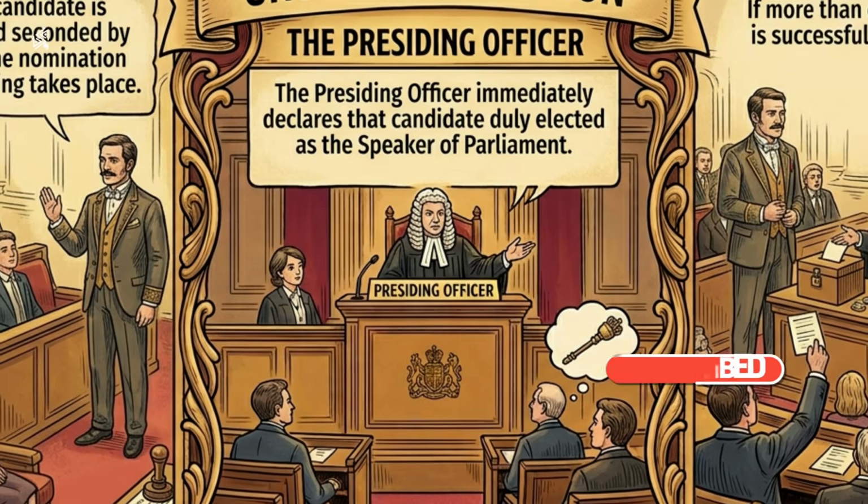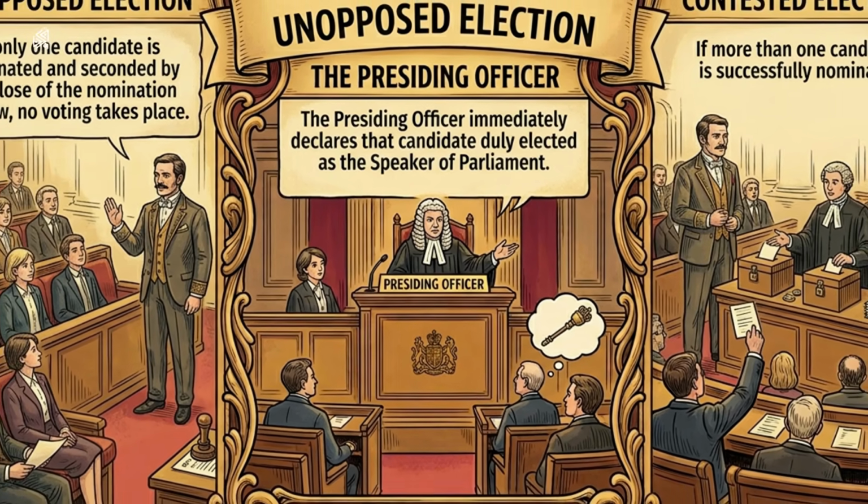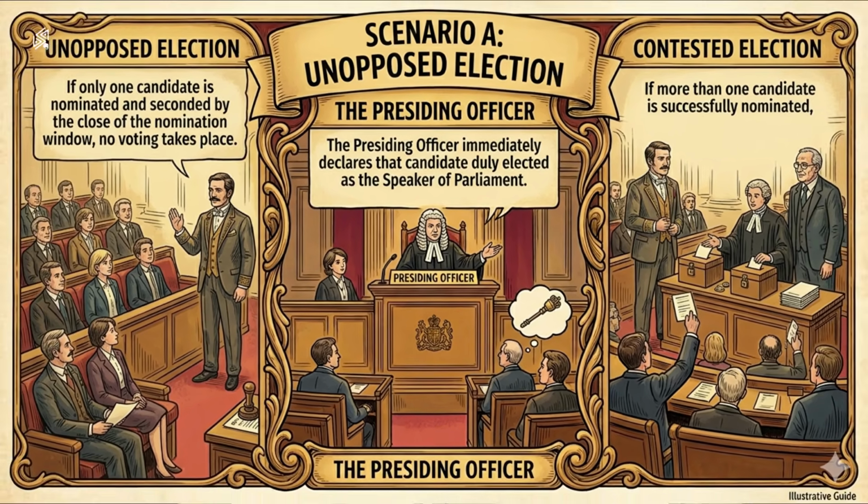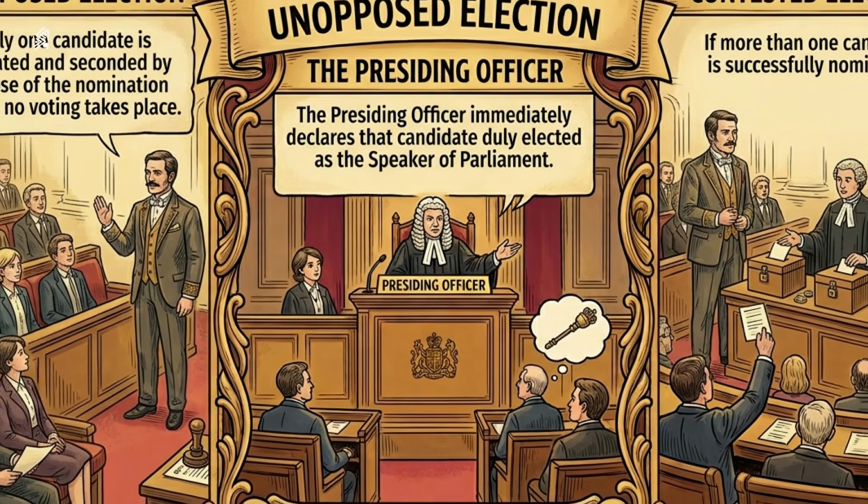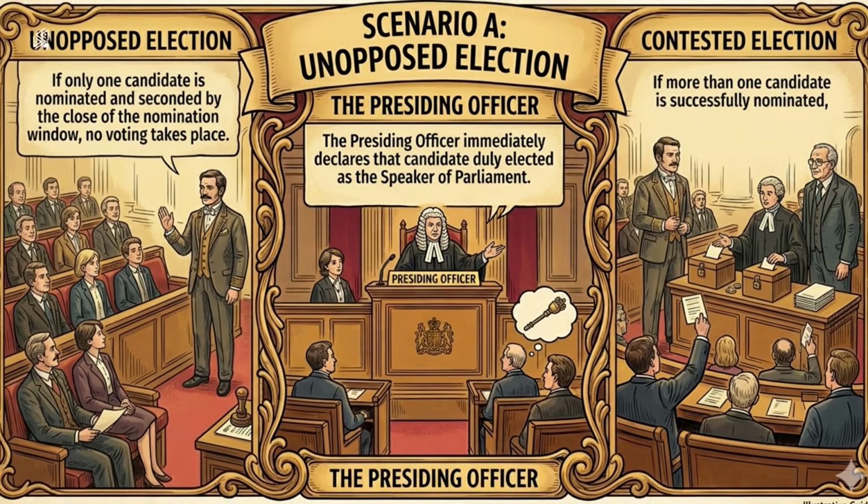Step 4 is the evaluation of nominations. There are 2 scenarios. Scenario A, unopposed election. If only one candidate is nominated and seconded by the close of the nomination window, no voting takes place. The presiding officer immediately declares that candidate duly elected as the Speaker of Parliament. Scenario B, contested election. If more than one candidate is successfully nominated, the presiding officer announces that the ballot will now be taken and the House proceeds to a secret vote.